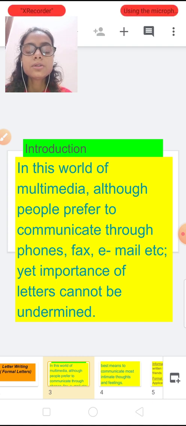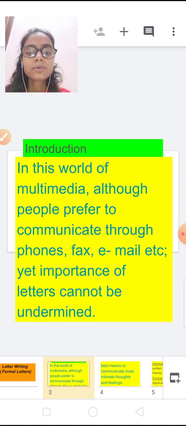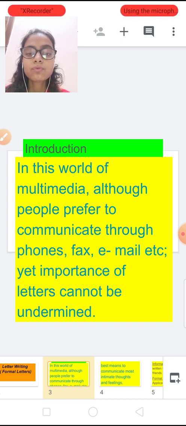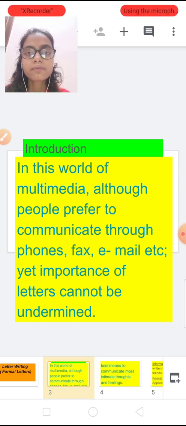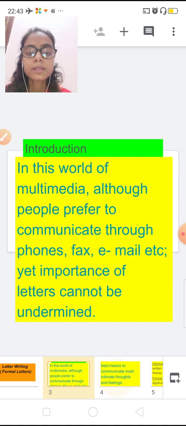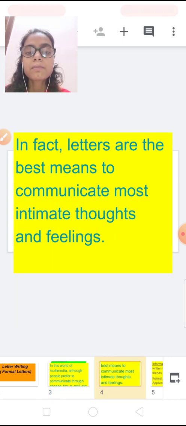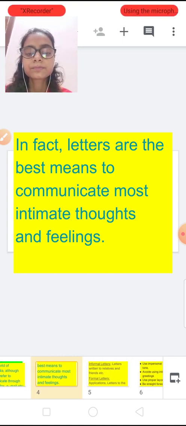As everybody knows, in this world of multimedia, although people prefer communication through phone, fax, email and so many other applications, yet the importance of letters is undermined. Letters are the best means of communication of most intimate thoughts and feelings, and in the world of formal organization, letters are still very popular.